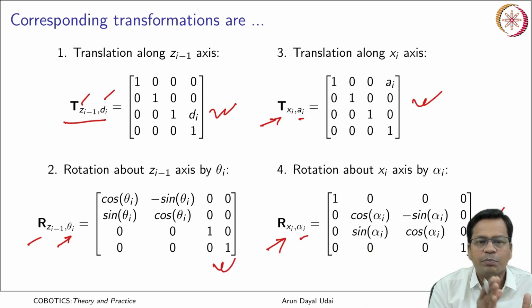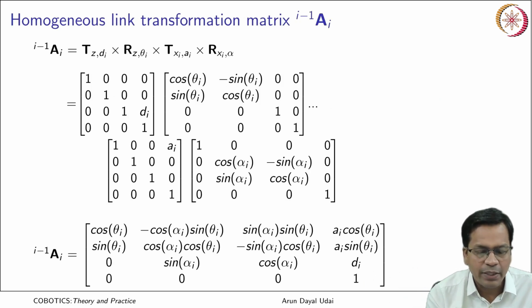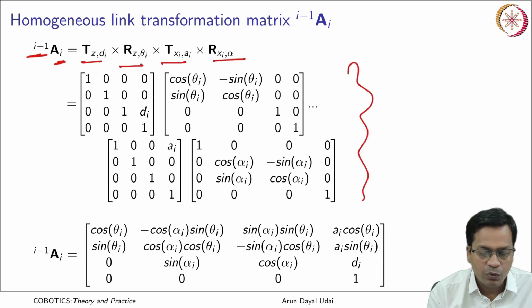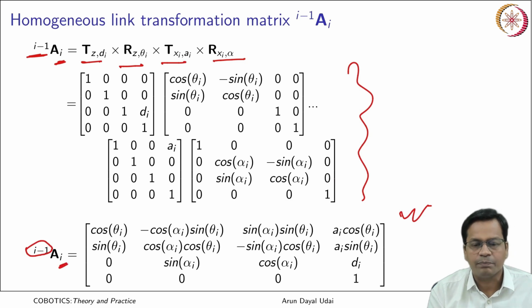So, this time it would be post multiplication. In order to get the final transformation that takes you from the (i-1)th frame to the ith frame, you do post multiplication, that is 1, 2, 3 and 4. If you multiply them all together, you get the link transformation matrix. This will take you from the (i-1)th frame to the ith frame.